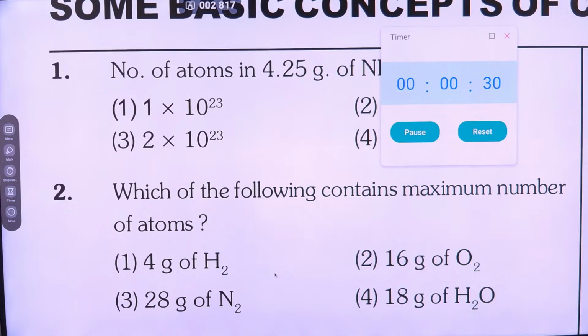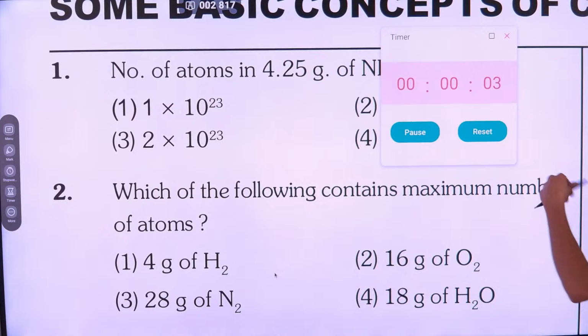Which of the following contains maximum number of atoms? 4 gram of hydrogen, 16 gram of O2, 28 gram of N2, 18 gram of water. Tell me. 20 seconds are left. Try to answer. Okay, 7 seconds, 6 seconds.